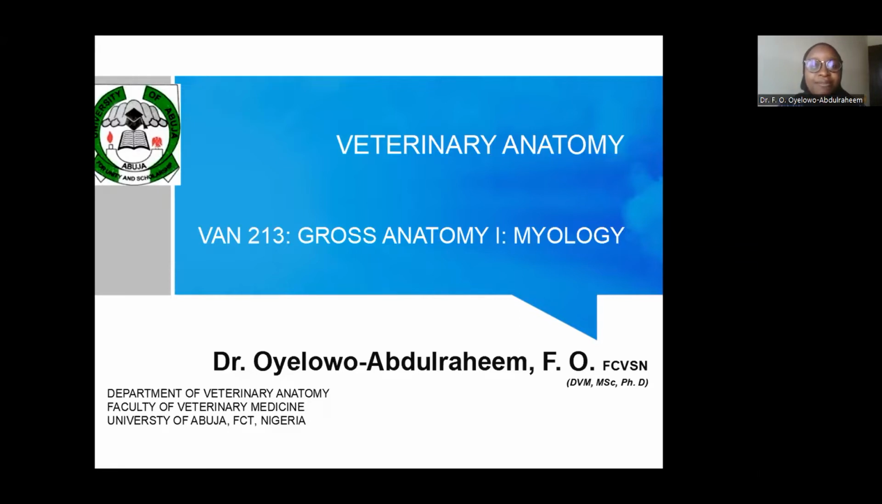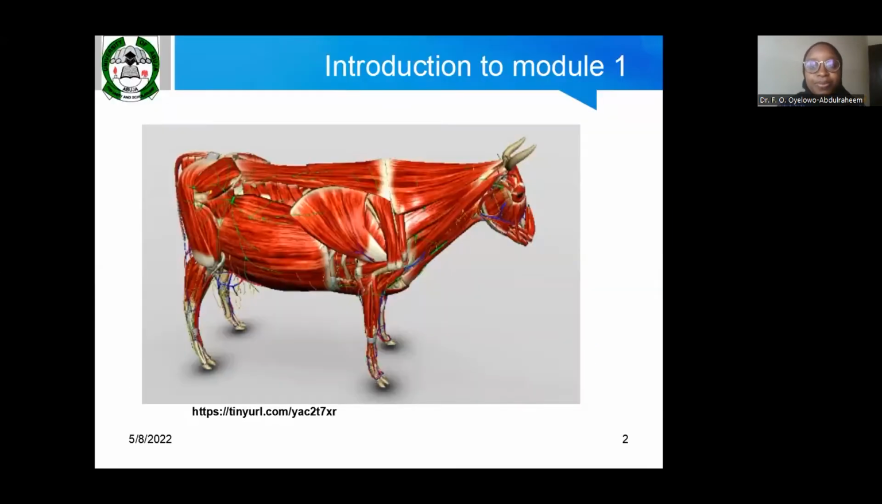I'm here for the 1213 class, course Anatomy 1, Myology. Myology is the study of muscles. Muscles run on the body attached to the skeletal system. The skeletal system, we discussed in our previous class, the skeletal system of the bovine species. And it's on this system that the muscles are attached. The muscles aid the movement of the animal from one place to another.